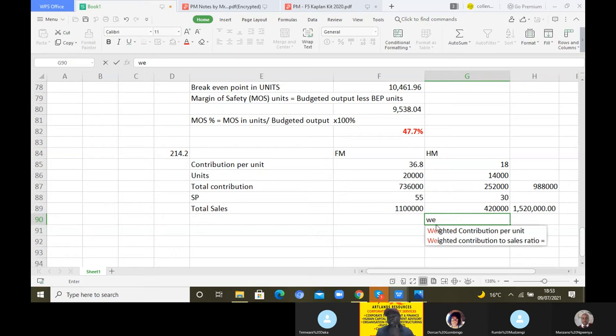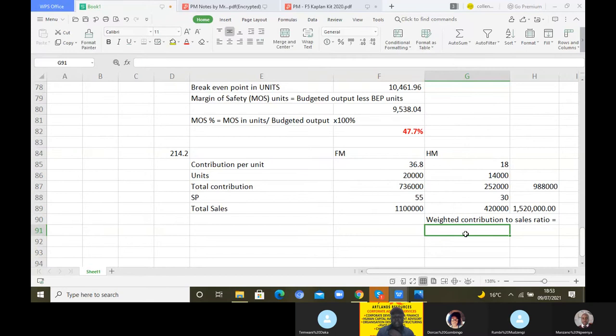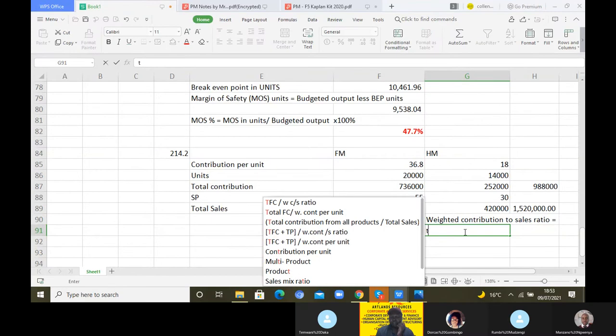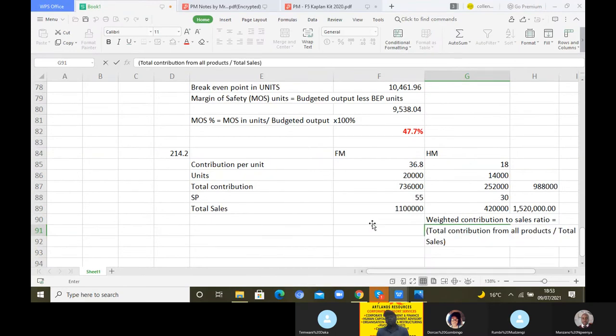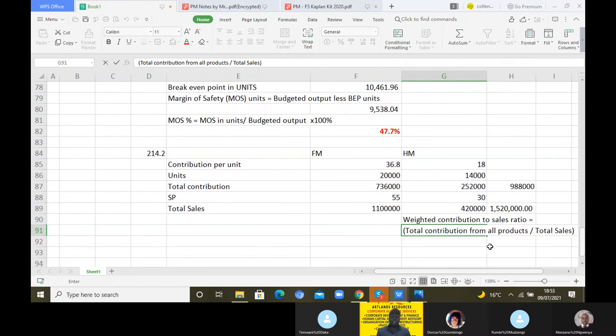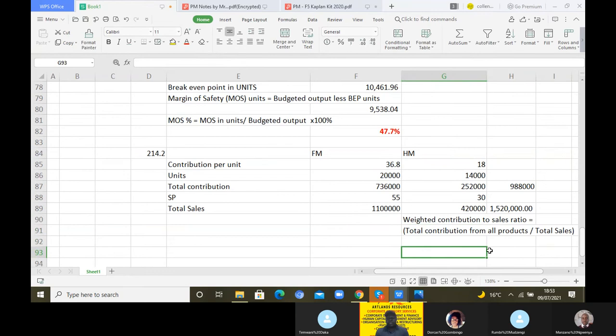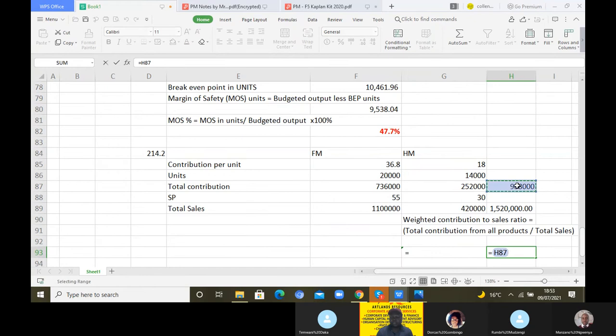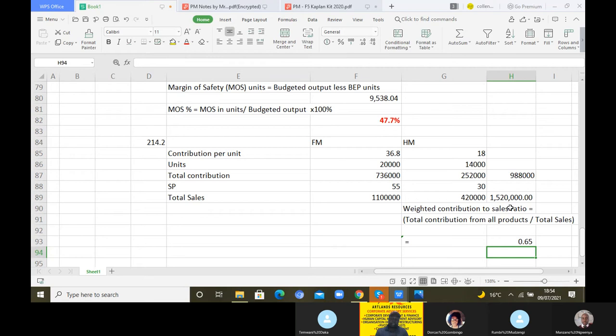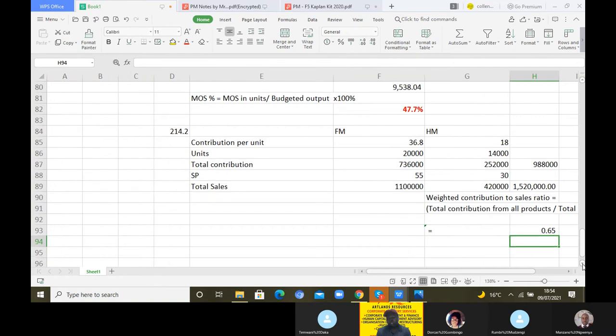This is called weighted contribution to sales ratio. And remember what we said? We said we calculate it as total contribution from all products over total sales. That's how we calculate weighted contribution to sales ratio. So this weighted contribution to sales ratio equals total contribution from all products divided by total sales. So weighted contribution equals 0.65, total contribution to sales.